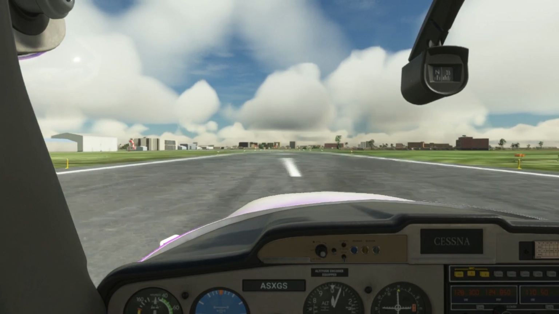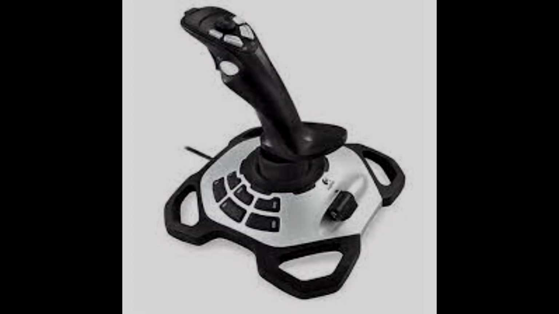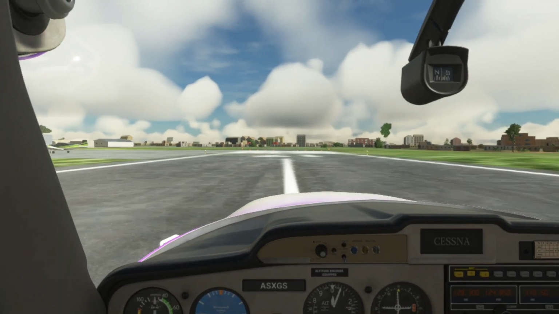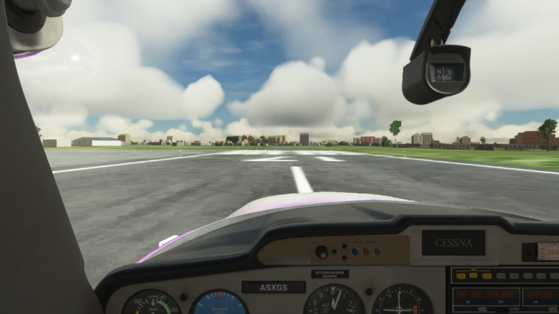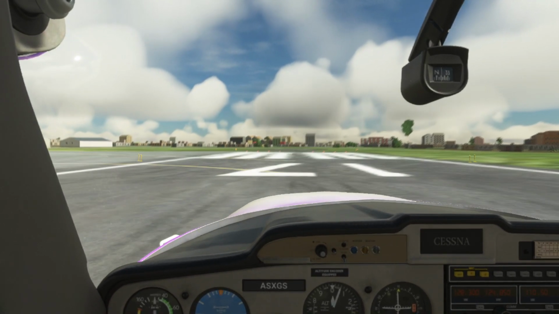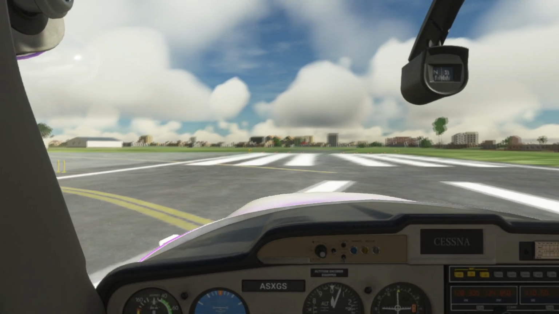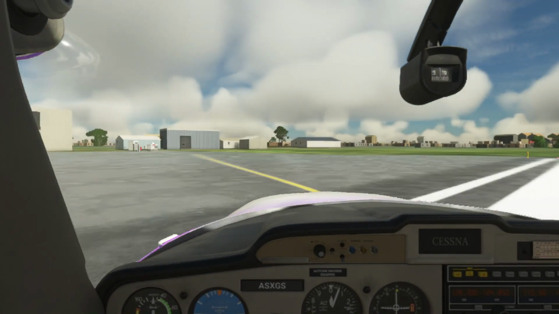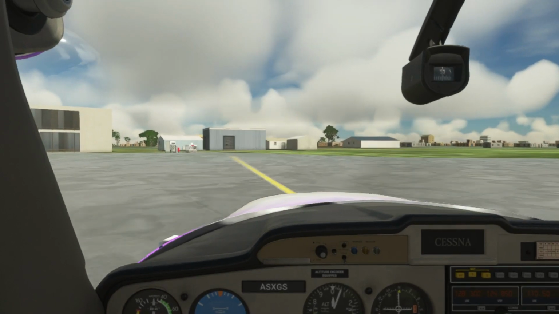By the way, I'm using a Logitech Extreme 3D Pro as a side stick for my flying videos. If you guys were interested, I've seen a comment from you before in one of my videos asking which equipment I am using. So that's what I'm using right now, a Logitech Extreme 3D Pro. And it works pretty well. It's a really cheap stick, but works really well for flying in Microsoft Flight Simulator.